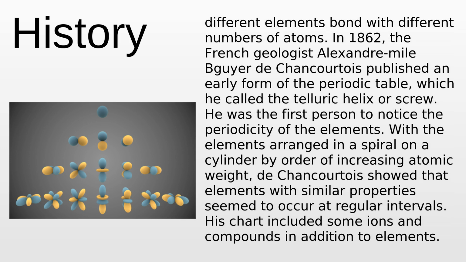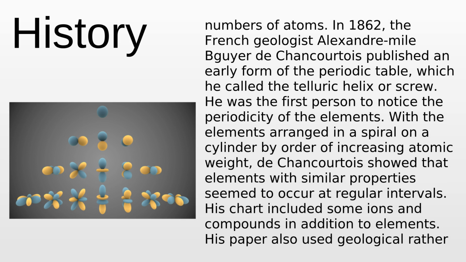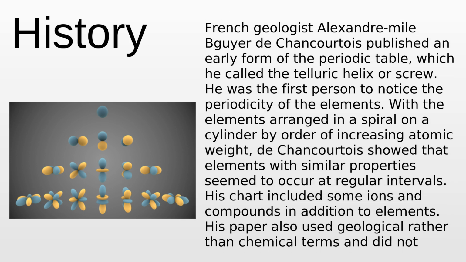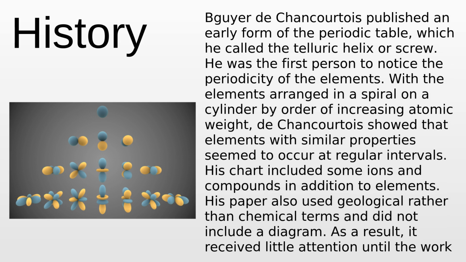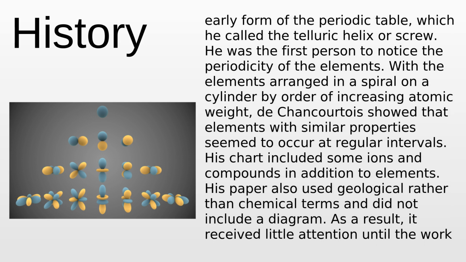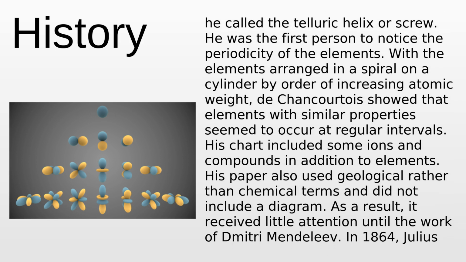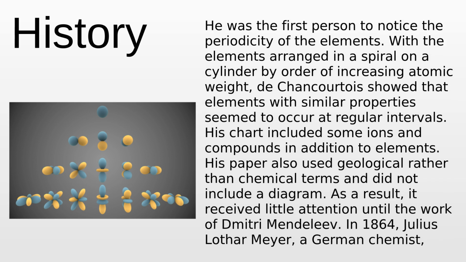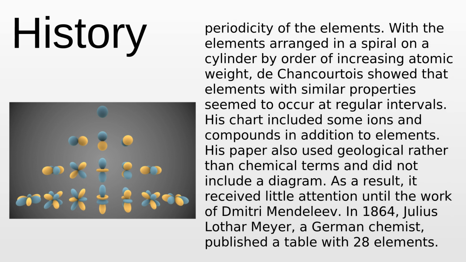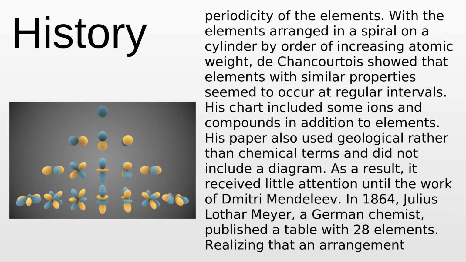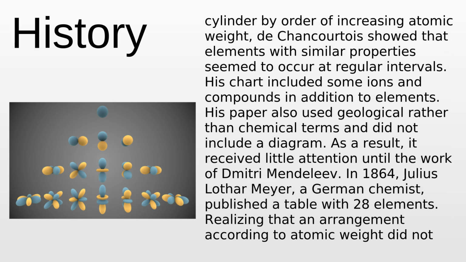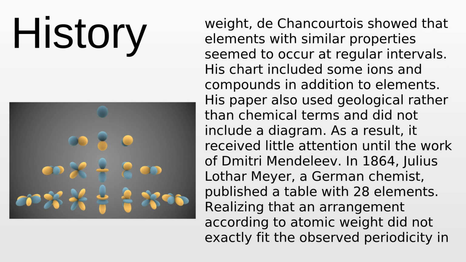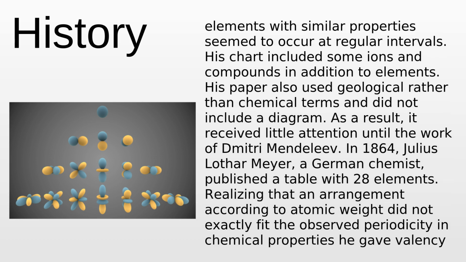In 1862, the French geologist Alexandre-Émile Béguyer de Chancourtois published an early form of the periodic table, which he called the telluric helix or screw. He was the first person to notice the periodicity of the elements, with the elements arranged in a spiral on a cylinder by order of increasing atomic weight.